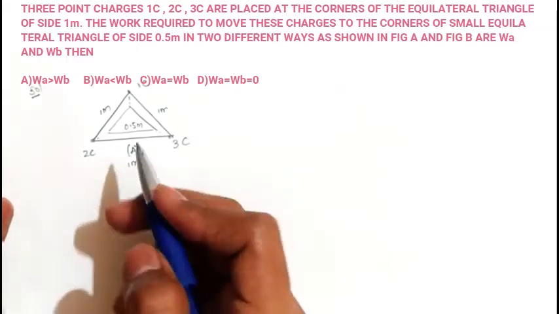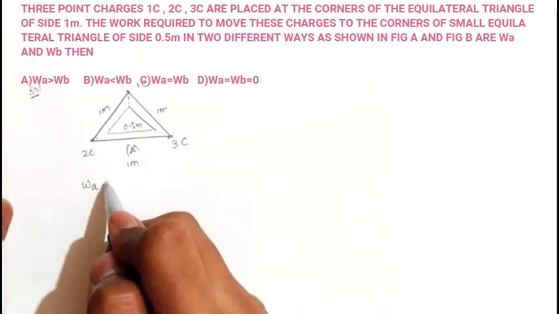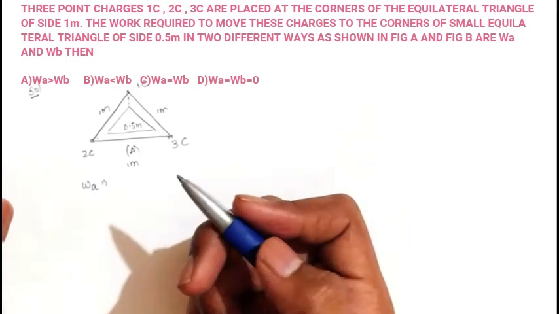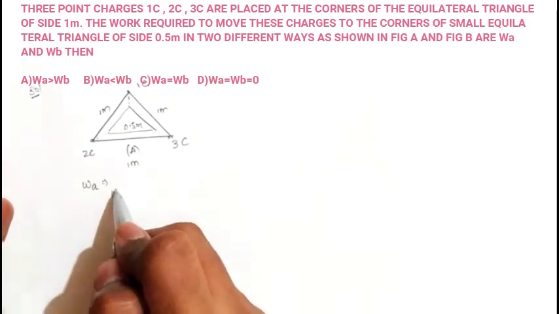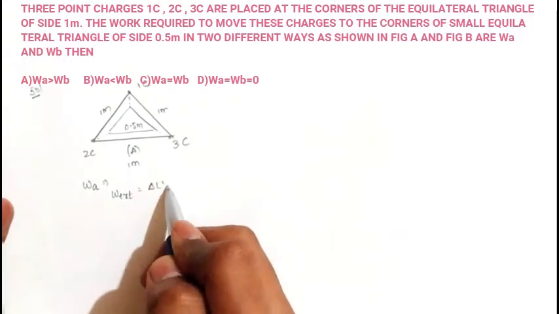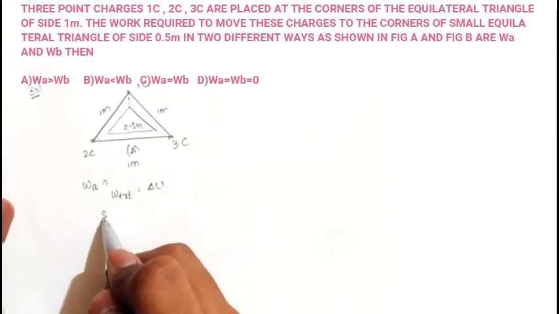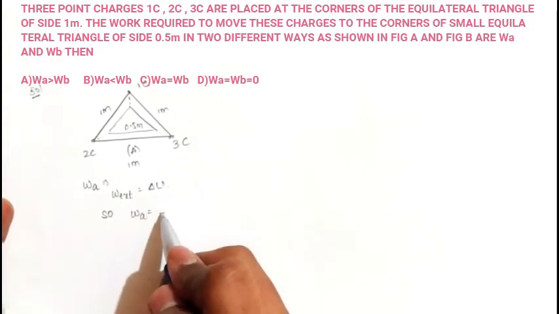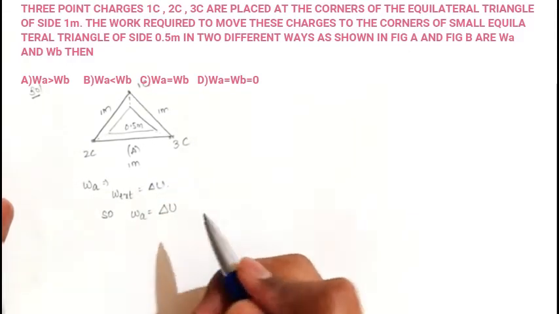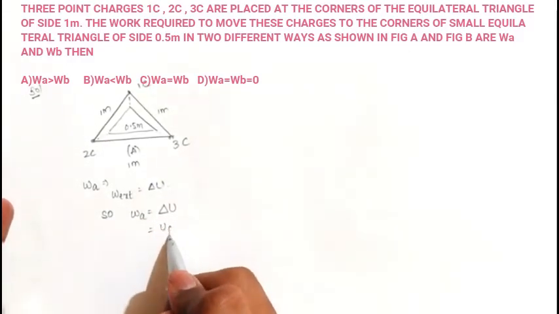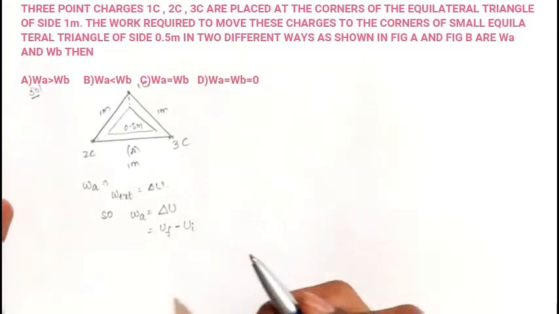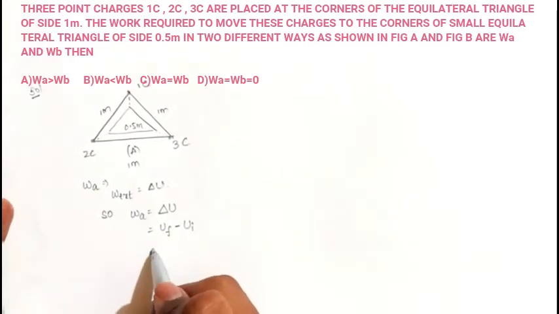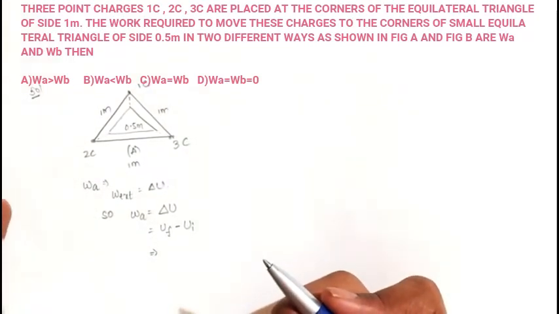Now first let us calculate work done A. As we know, we can calculate W external equals delta U. So WA equals delta U, equals UF minus UI, that is final potential energy minus initial potential energy.